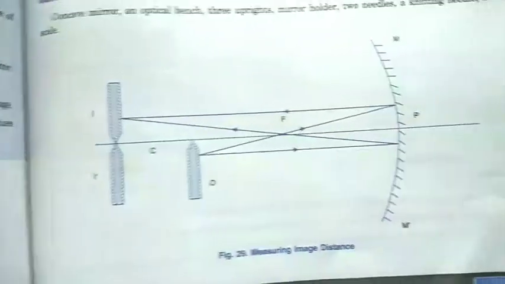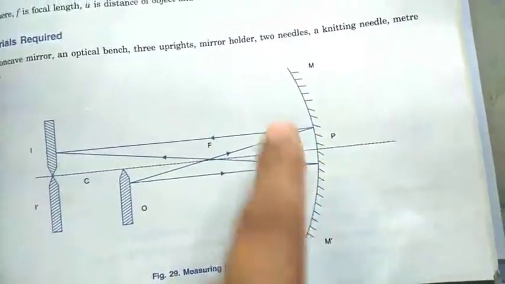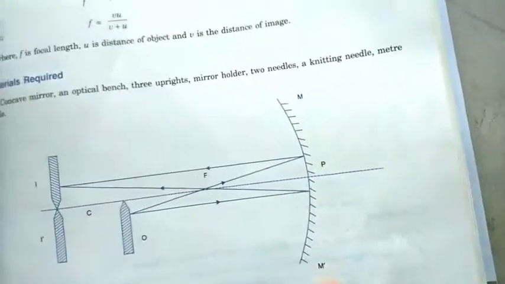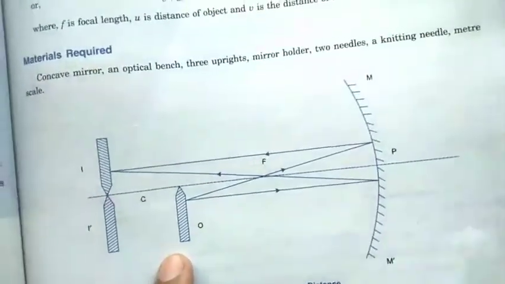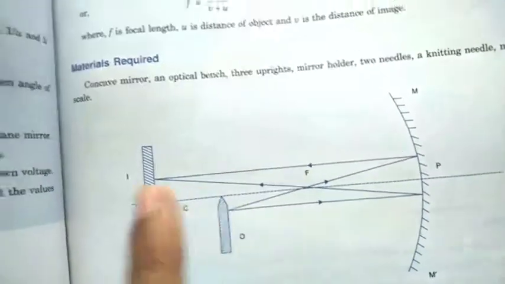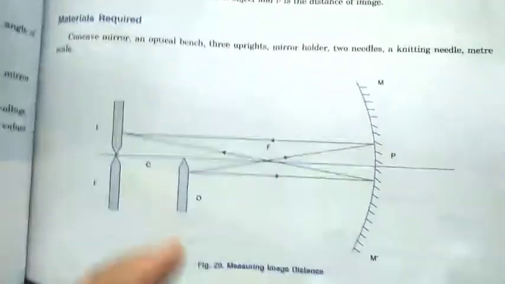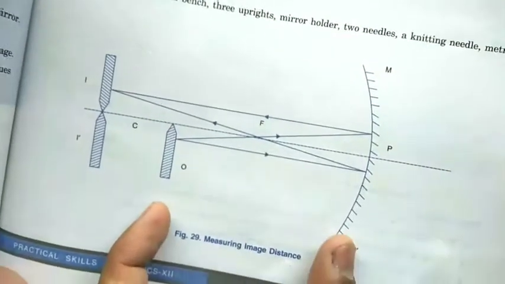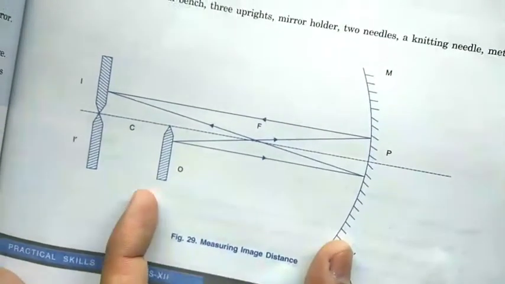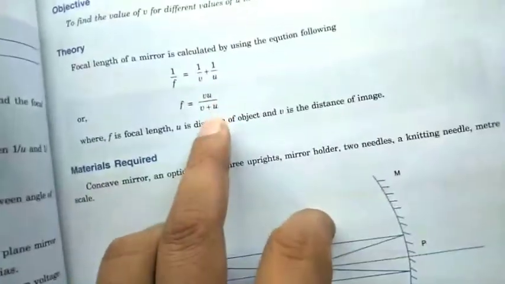This is the diagram. This is our concave mirror. This is the reflecting surface and this is the polished surface. This is the object needle. When we put an object in front of the concave mirror, it forms an inverted image like this. This is our image. This is the distance of object, called U, and this is the distance of image, called V. So we can find the focal length UV divided by U plus V with the help of a table.